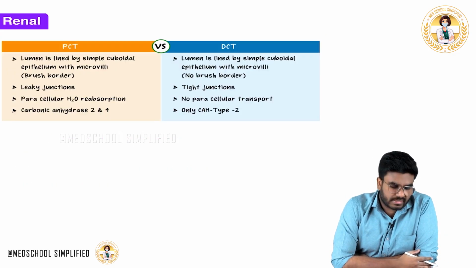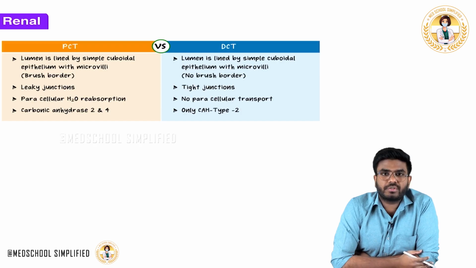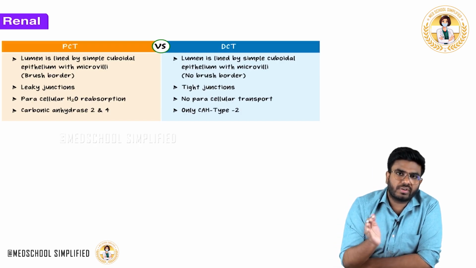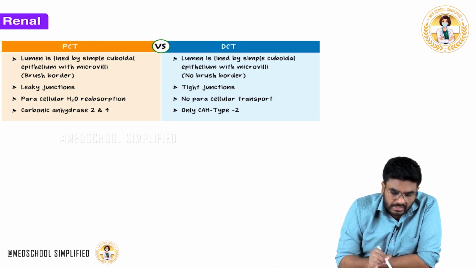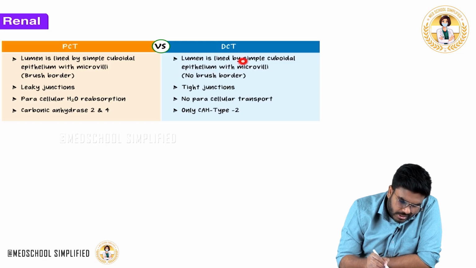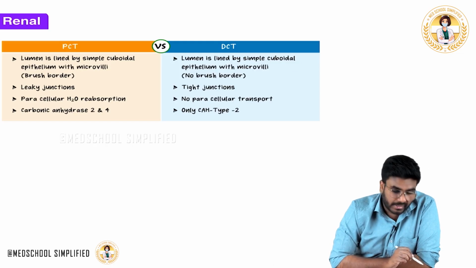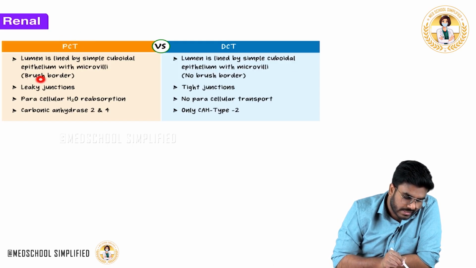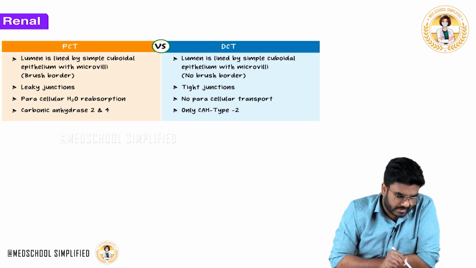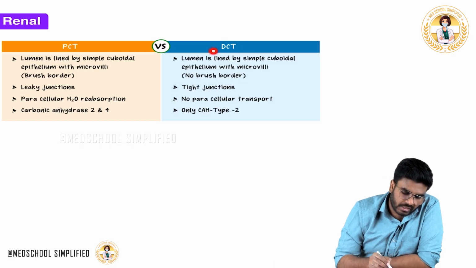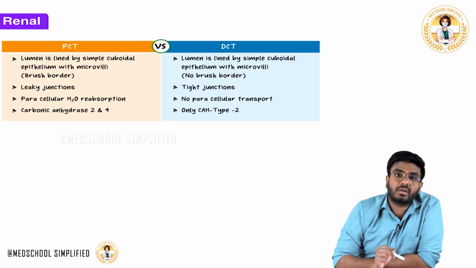Now after this, let's discuss the differences between the proximal convoluted tubule and the distal convoluted tubule. So how to differentiate histologically? Histologically, the proximal convoluted tubule is lined by simple cuboidal epithelium. The distal convoluted tubule is also lined by simple cuboidal epithelium, but in the proximal convoluted tubule there is a brush border which will increase the surface area. Now in the distal convoluted tubule, there is no brush border.